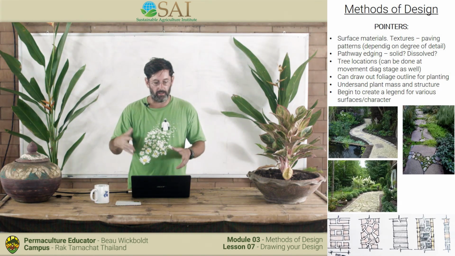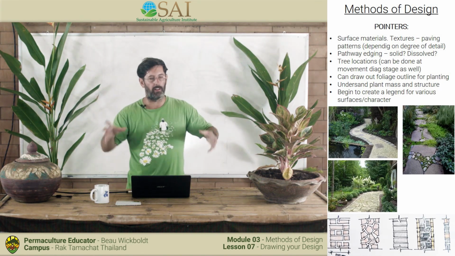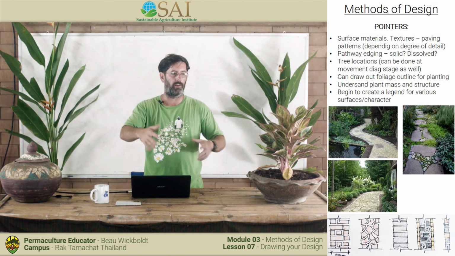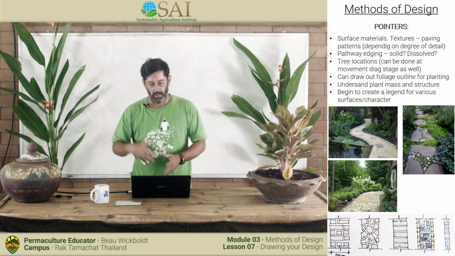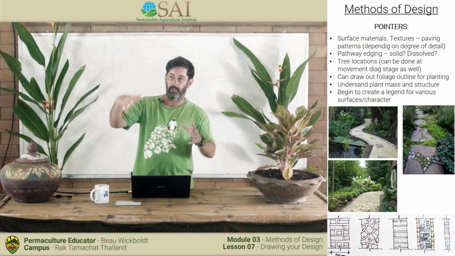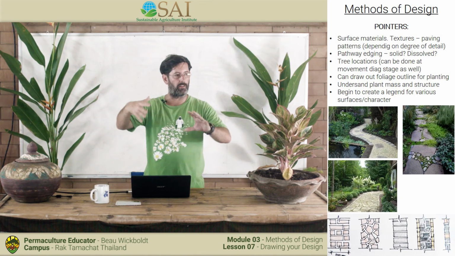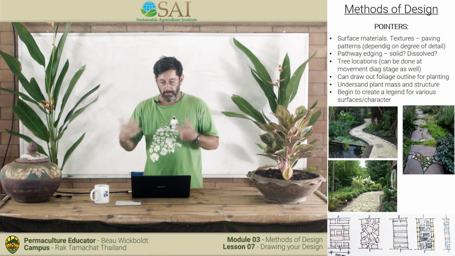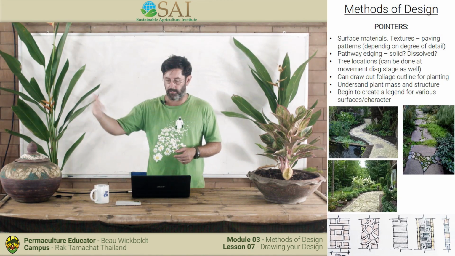And can you draw out the foliar plantings that are going to be along the pathway? Once I've laid out my pathway, I start to put in the plants that would be there. Understand the plant mass and structure, so how big it is and what does it look like, so that you can make the drawing. Begin to create your legend and your surfaces and characters.